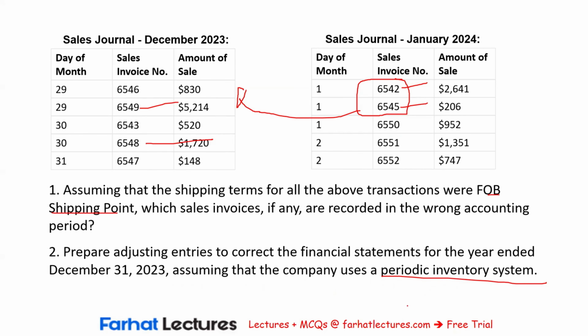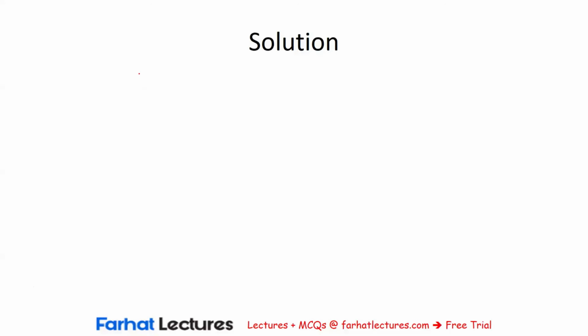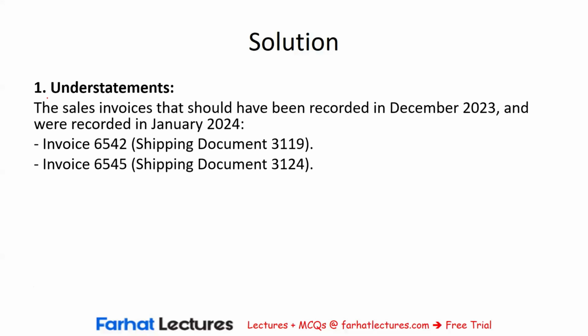However, with the periodic inventory system, we count the goods at the end of the period, and we assume that any goods that are not there have been sold. So there is no way to control the inventory and try to investigate whether there have been any unrecorded sales or any damaged goods. Let's start with the solution, and specifically with the understatements.